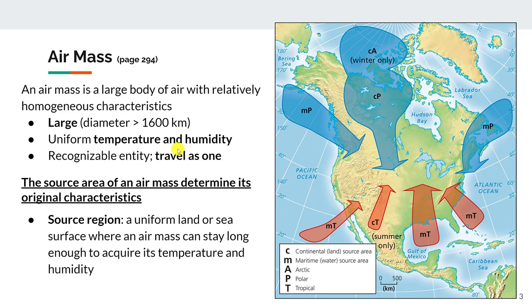So you can see, Canada is a good place because it is very cold. Alaska, the Alaska Bay, is a very good place. But the central part of the United States is not, because you can see they are constantly moving back and forth, so your air mass cannot stay. You need to stay long enough to gain the characteristics from the Earth surface.